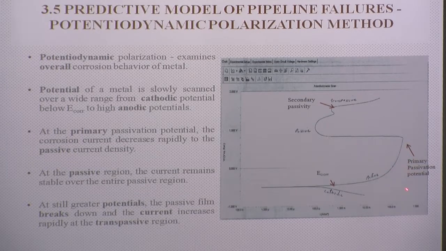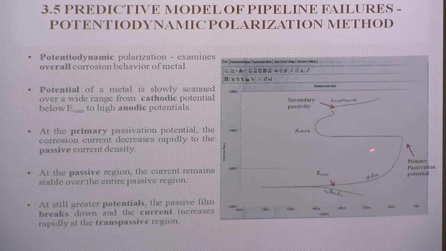This is the primary passivation potential. And at this point, the current drops drastically to a region called the passive region. Right? At this passive region, if you apply more potential over a while, the protective film then breaks, and again it goes back into a corrosion mode, right? They might have a secondary passivation point higher, but this area is called the transpassive region, right?